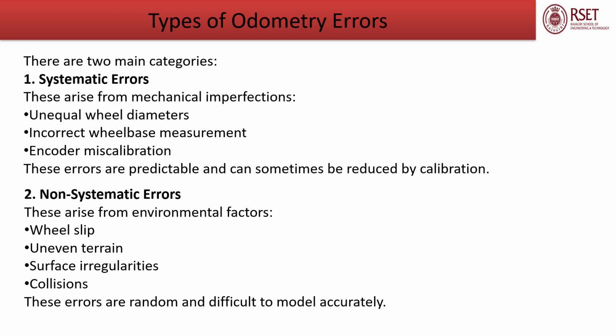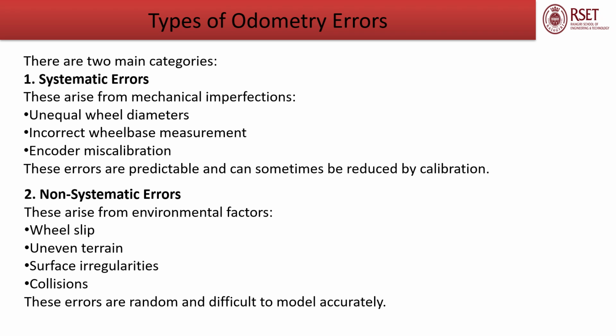Odometry errors are generally categorized into two types: systematic and non-systematic. Systematic errors arise from mechanical imperfections. For example, if one wheel is slightly larger than the other, even if commanded equally, the robot will curve slightly. Similarly, incorrect wheelbase measurements affect turning radius. These errors are consistent and predictable. Because they are repeatable, we can reduce them through calibration procedures.